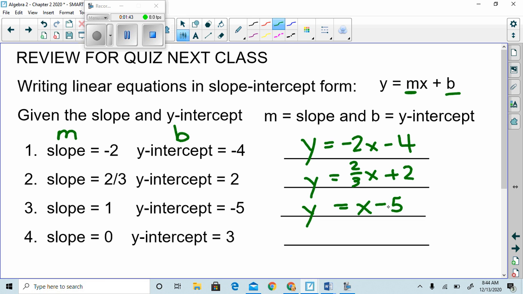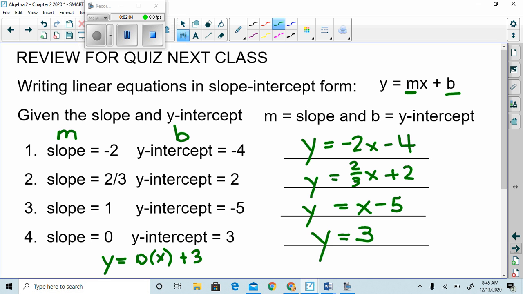And in the last one, my slope is 0. So think about how if m is equal to 0, and I'm multiplying that times x, and then adding my b, which is 3, I just get this constant y is equal to 3. Those are the ones where you're given all the information and you just replace it in.